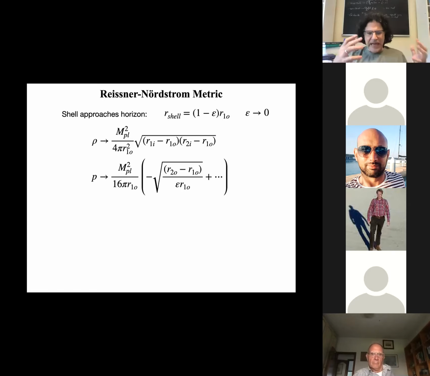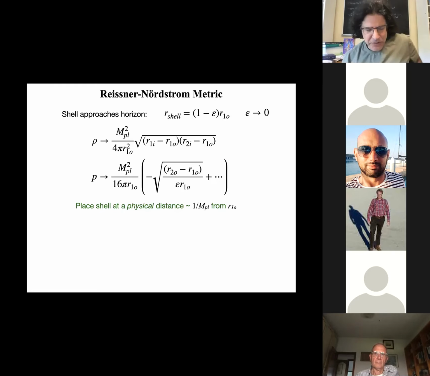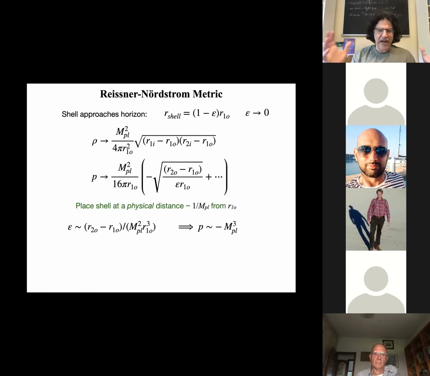So we, again, are going to cut off divergences, meaning we're going to put the shell a physical distance of about a Planck length away from the inner horizon, and thereby, once you get to that cutoff, you no longer believe there exists an inner horizon. To get a physical distance, we need to use the exterior metric to determine what epsilon is. And it turns out for a Planck physical distance, epsilon is required to be this formula: R2 minus R1 for the outer metric over m Planck squared R1 cubed.